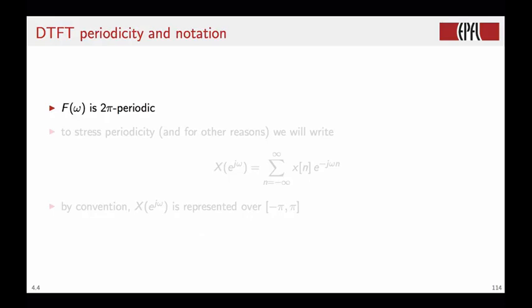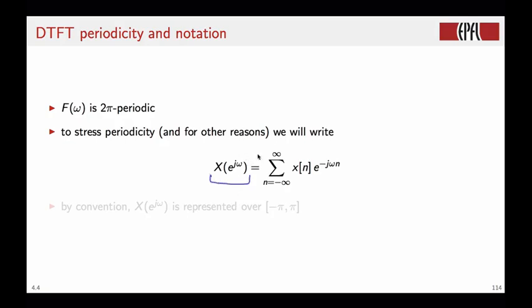Now, F of omega is 2 pi periodic. We can see that because it depends on e to the minus j omega n, and this animal is 2 pi periodic in omega. To stress the periodicity of the DTFT, instead of writing F of omega, for a sequence x of n, we will write the DTFT as X of e to the j omega. So, although the free variable is omega, we will write e to the j omega as the argument of the function. This will remind us that this is a Fourier transform and that it is 2 pi periodic no matter what happens, because the argument of the function is 2 pi periodic.